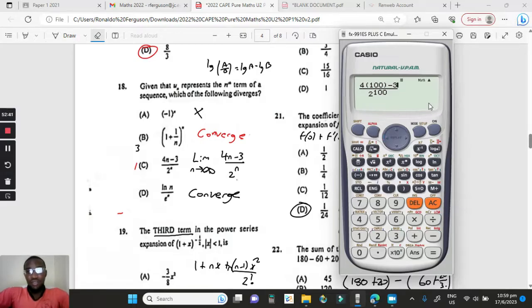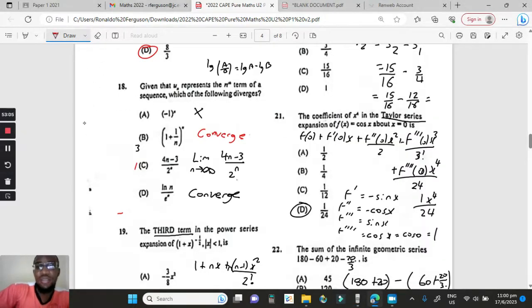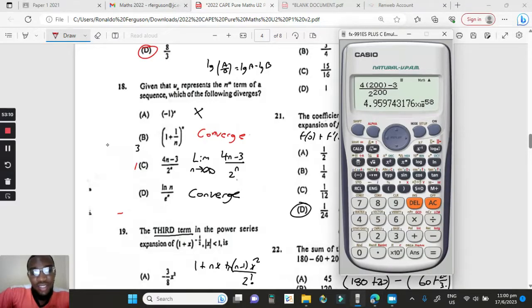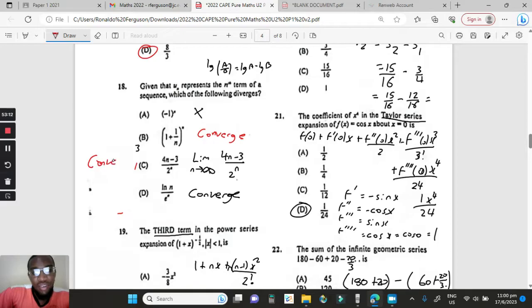So we change it now from 100 to 150. 150 gets even smaller. Change it to 200. This gets even smaller. So this one is definitely getting so small, and it's not even becoming negative. You notice it's just getting smaller. This one converges, like we said.